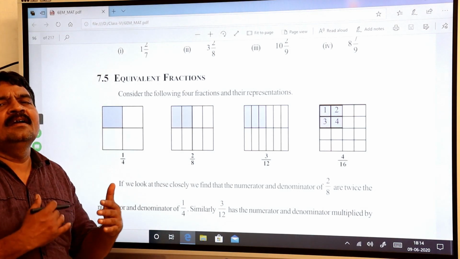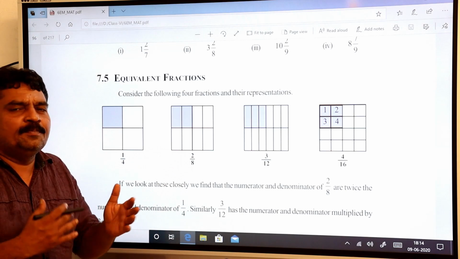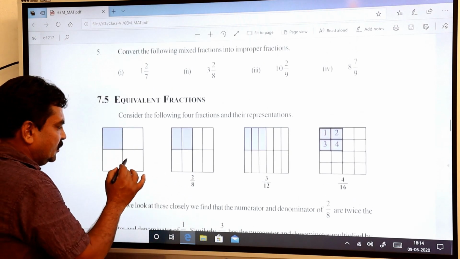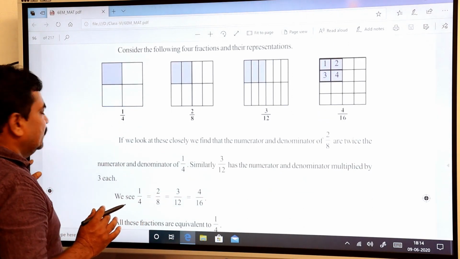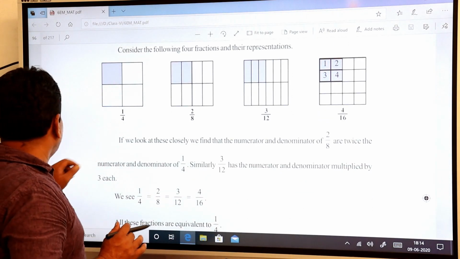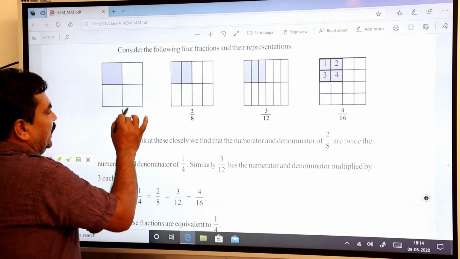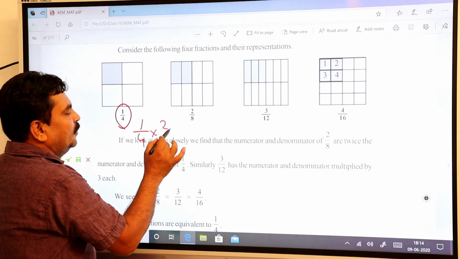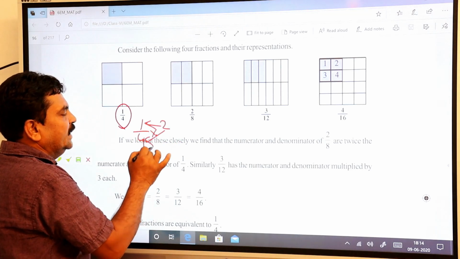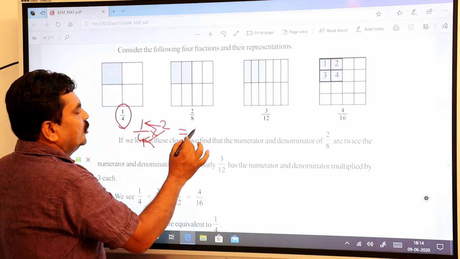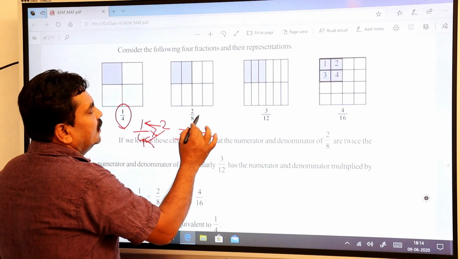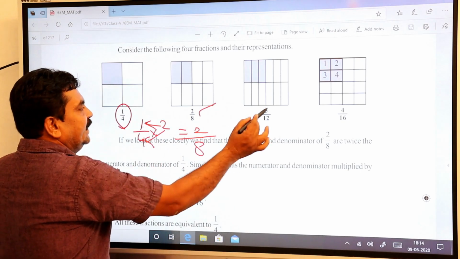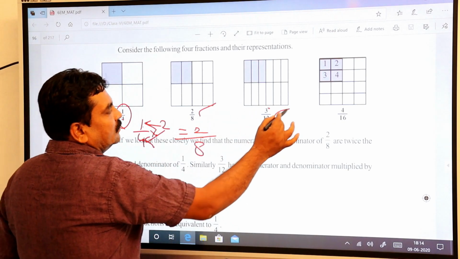You should have common factors. You keep on increasing with the common factors. Means if you multiply this fraction with 2, it becomes 1 by 4 into 2, which means you have to multiply 2 to the numerator and also to the denominator. It becomes 2 1s are 2 by 2 4s are 8. If you multiply this with 3, 1 3s are 3, 4 3s are 12.